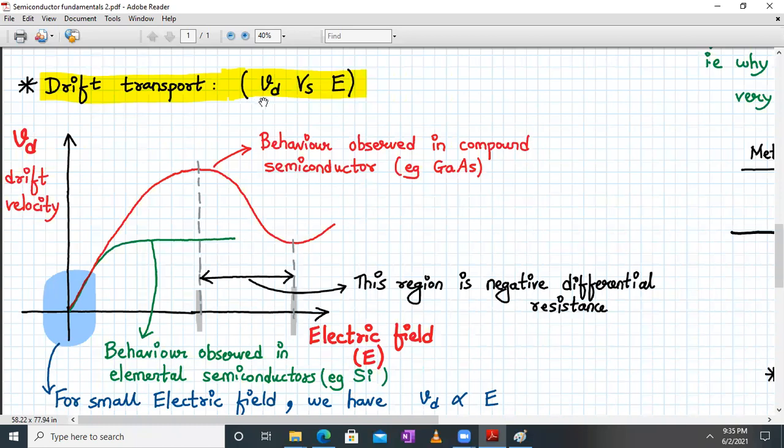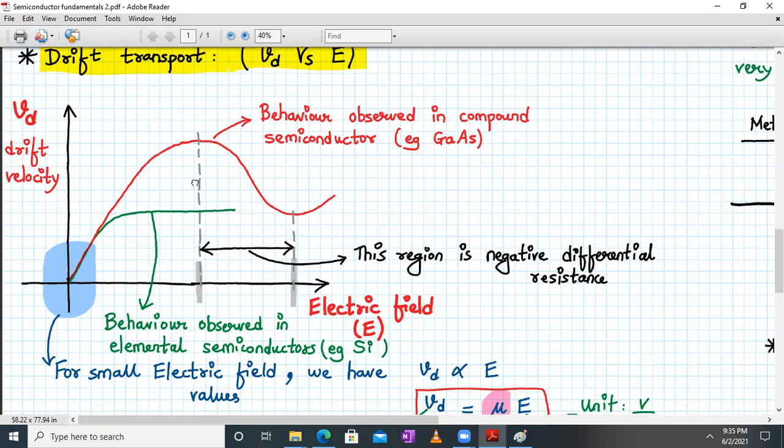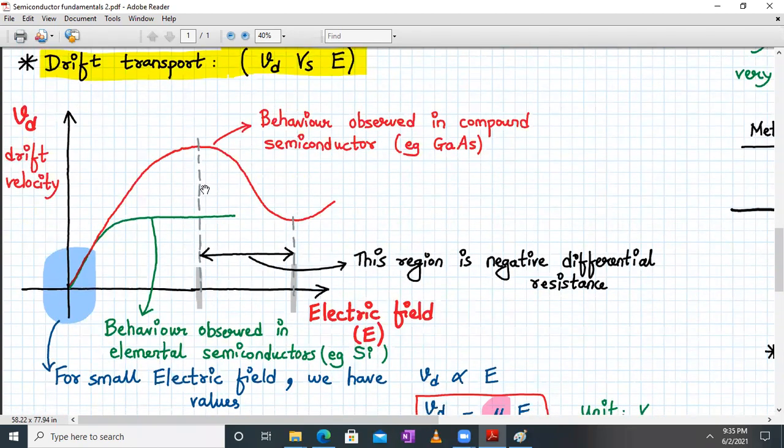Yeah, so drift transport is a relation between the drift velocity versus the electric field. Whenever we plot drift velocity versus electric field, we get such graphs. This green color graph is the behavior observed in elemental semiconductors, for example silicon, germanium. And this red color curve describes the behavior observed in compound semiconductors, for example gallium arsenide. They have tested this for different materials, elemental and compound semiconductors, and these are the graphs they have got. This is the empirical data.